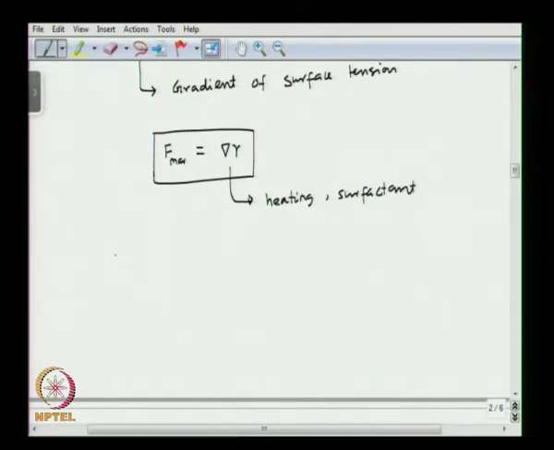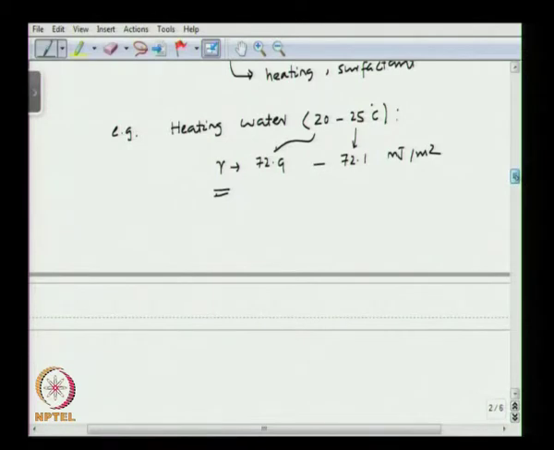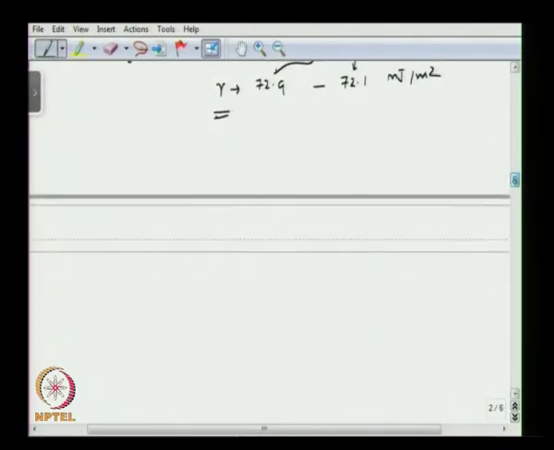So, let us say one example we consider is if we heat water between 20 degrees to 25 degrees C, the surface tension gamma will change from 72.9 at 20 degrees C to about 72.1 at 25 degrees C. So, it is millijoule per meter square. So, you can achieve a gradient in the surface tension if you can manage the way you are heating water.